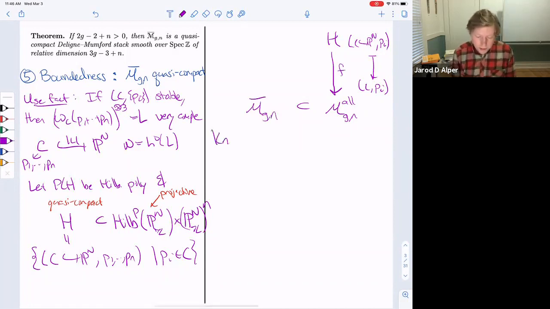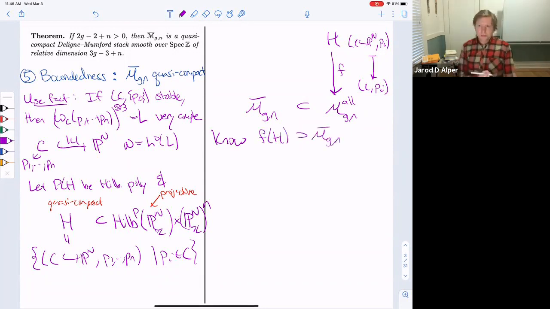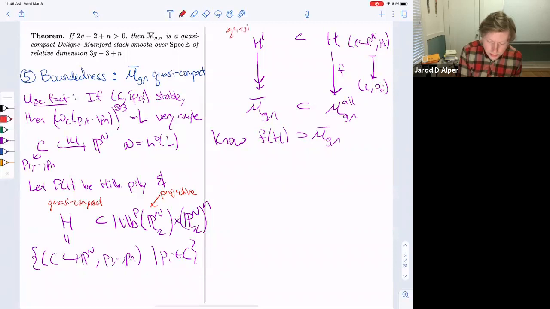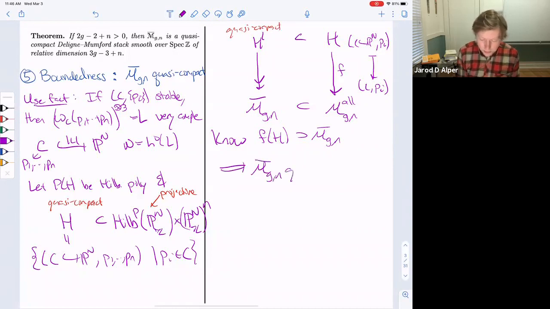What we know is that, by this fact that the third power is always very ample, the image of H contains M_{g,n} bar. In other words, if I take the fiber product of this diagram, H prime, this map is surjective. And since H was quasi-compact, H prime is also quasi-compact. So we conclude that this is quasi-compact.